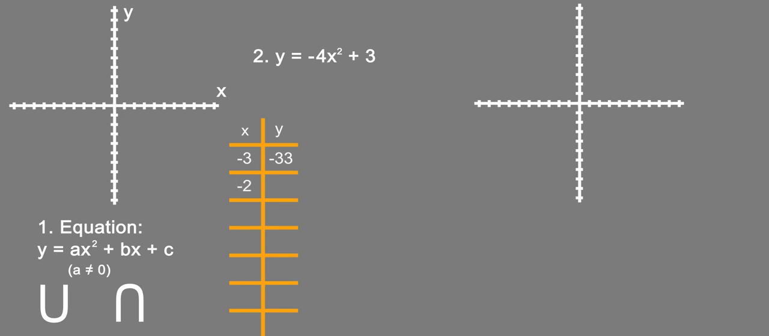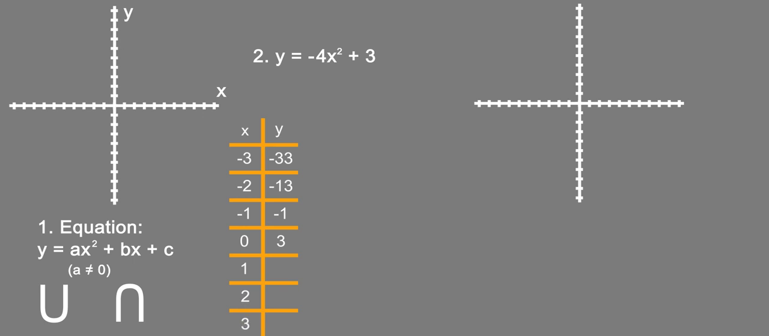Negative 2, we have negative 2 squared is 4. Negative 4 times 4 is negative 16. Plus 3 is negative 13. Negative 1, we have negative 4 times negative 1 squared, which is negative 4 times 1, which is negative 4, plus 3 is negative 1. At 0, we have 3, because negative 4 times 0 is 0, plus 3 is 3.